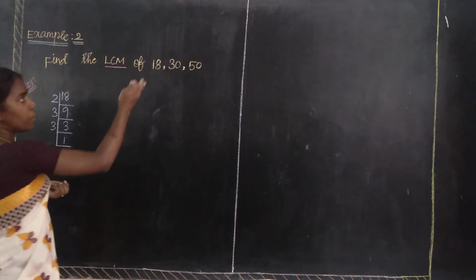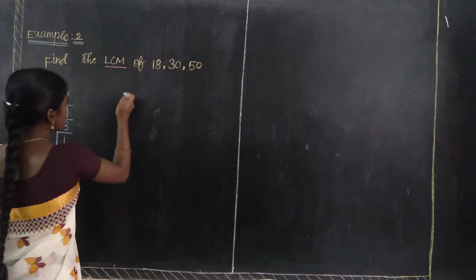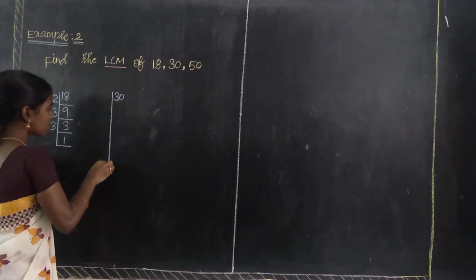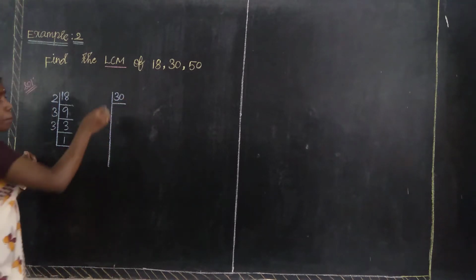And the next number is 30. Also find out its prime factors. Then the last digit is 0, so it's divisible by 2.